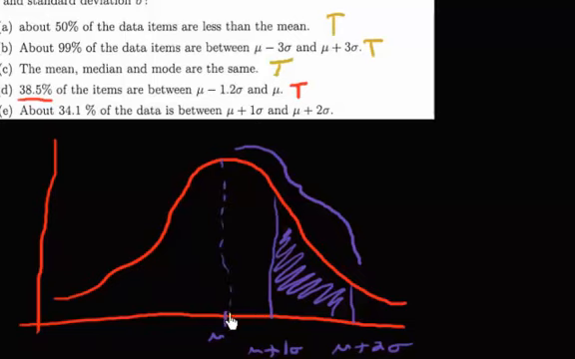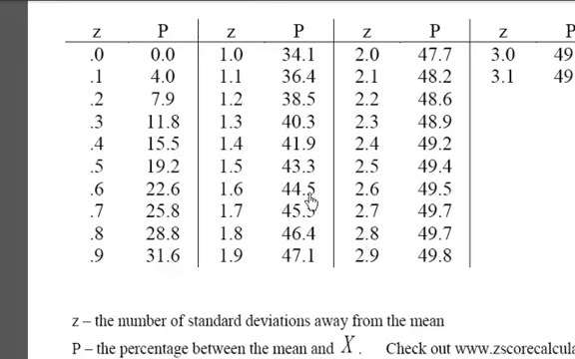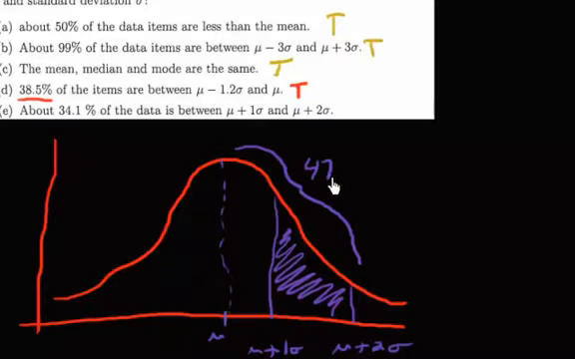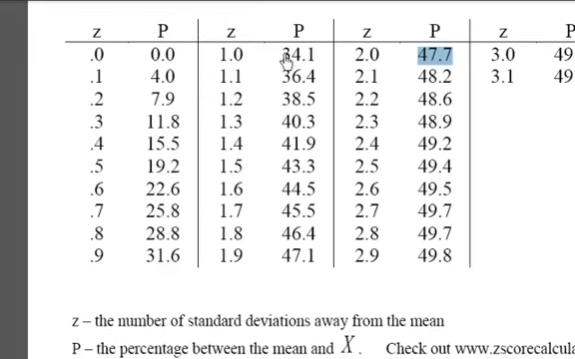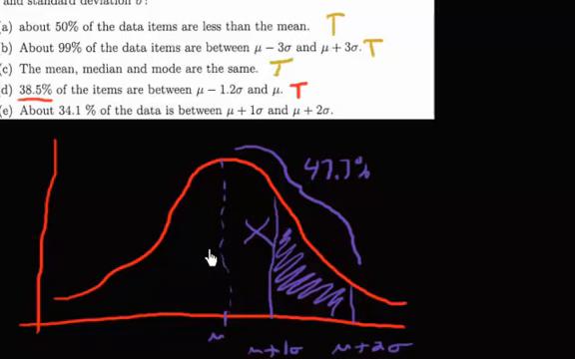So let's find the percentage up to 2 standard deviations. According to the table, it's 47.7%. So this entire region here is 47.7%. Now I want to know this percentage in here because I want to subtract it from 47.7. So now we have to find the percentage between mu and 1 standard deviation. That's 34.1. So this right here is 34.1.